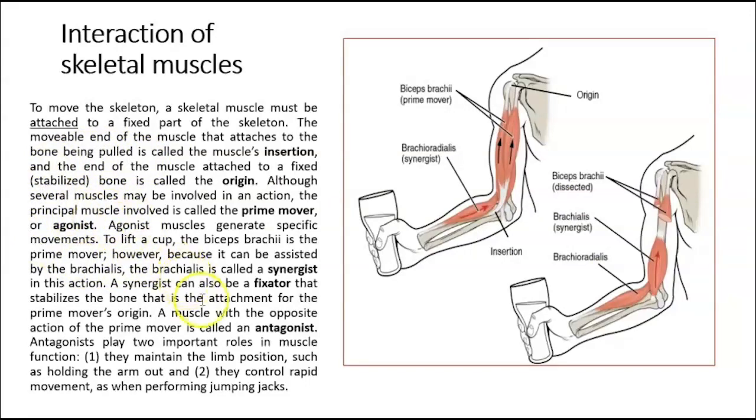The prime mover is going to be an agonist muscle. The triceps on the back of your arm is going to be an antagonist because it's going to do the opposite of what these muscles are going to do. When some groups contract, the other muscles relax.